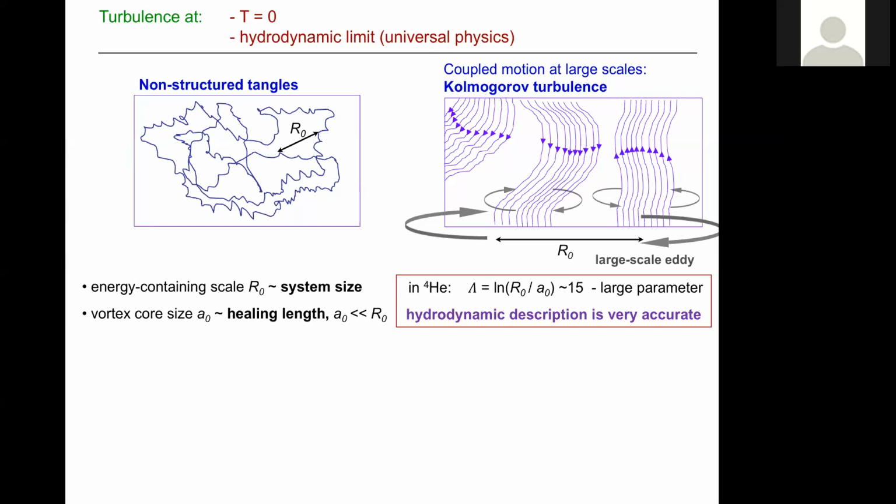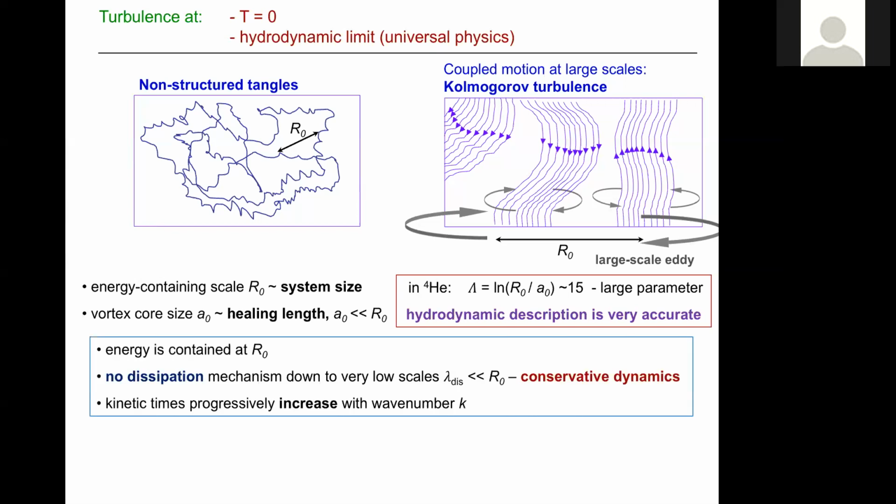And then if you look more specifically at the dynamical setup, you see that the energy is mainly concentrated at the main scale, at the biggest scale in the system. And there's actually no dissipation mechanism down to very, very low scales. We'll see what those scales are, but you can imagine that if the energy reaches the scale of the vortex core size, then of course there will be some dissipation mechanism where the hydrodynamics breaks down, but we'll see that in fact there are quite efficient mechanisms even in the hydrodynamic regime, such as sound radiation.